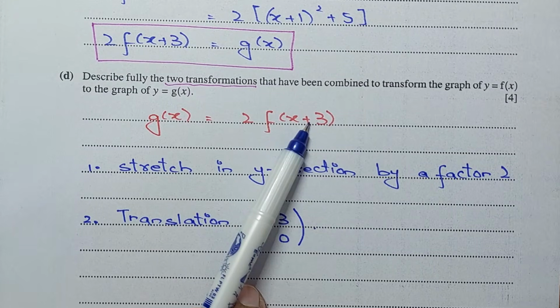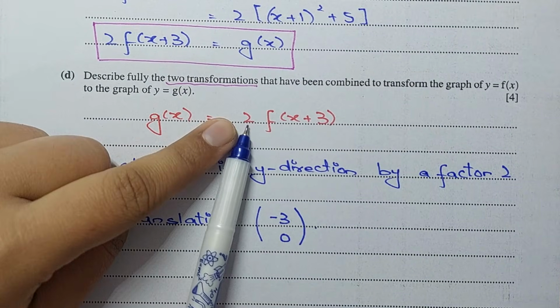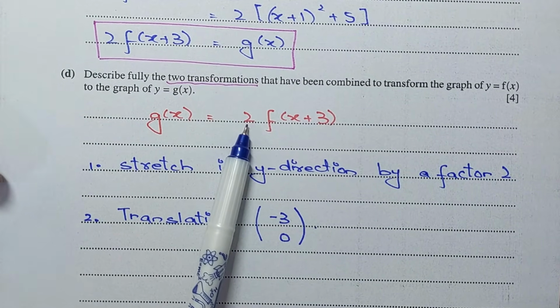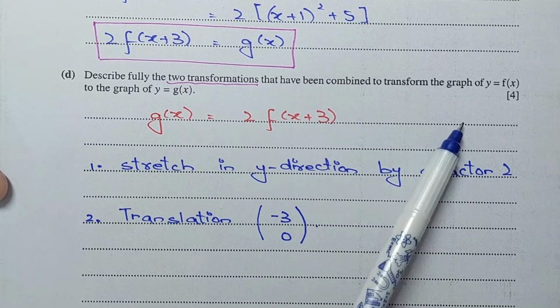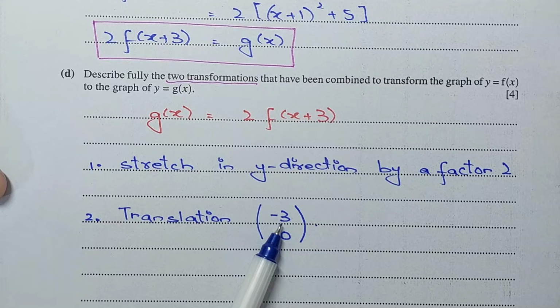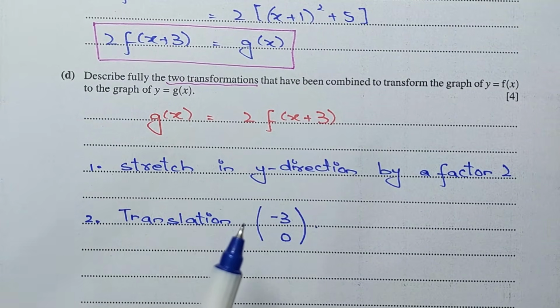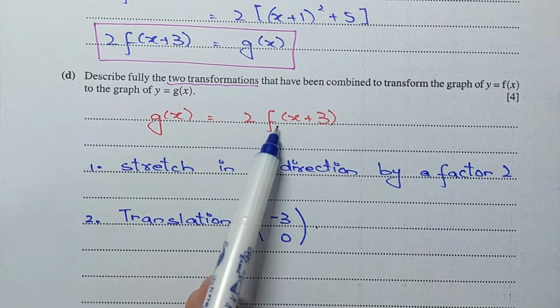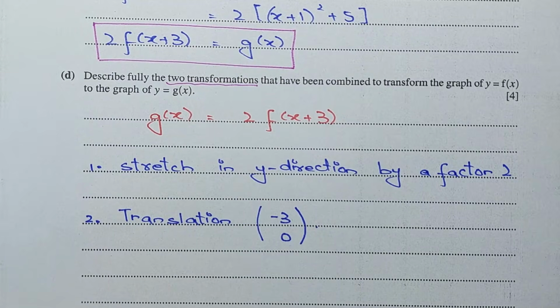Same is the case for the stretch in x direction, because x transformations are always reverse. When you have stretch in y direction by a factor of 2, it stays 2. When you have a vertical translation 0 or any unit, it stays the same. But when we have horizontal translation, it is reverse. And when you have stretch in x direction by a scale factor of 2, we need to reverse it, 1 by 2 multiplying with the value of x. I hope this is clear now. So these are the two transformations.